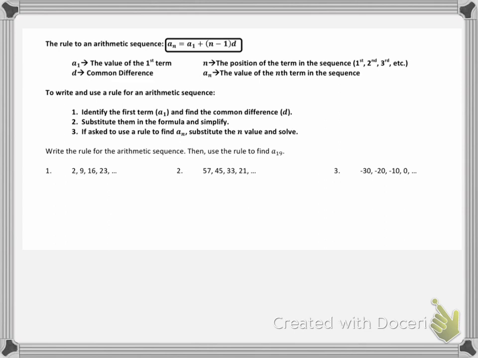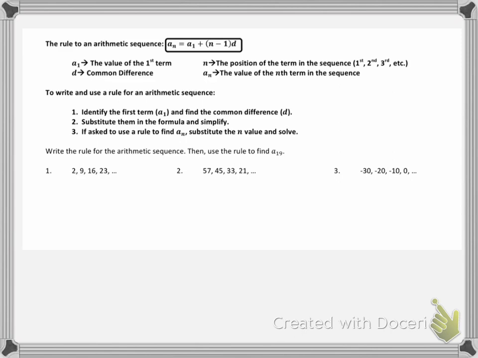To write and use a rule for an arithmetic sequence, you're going to follow 3 steps. First and foremost, identify the first term, the a sub 1, and find the common difference. The patterns you should be given should be pretty easy to spot. Second step is to substitute them into the formula and simplify. You're not getting a final answer, you're getting an equation that represents all the terms. If you're then asked to use a rule to find an nth term, such as a 20th term or a 40th term, substitute that in for n and solve.